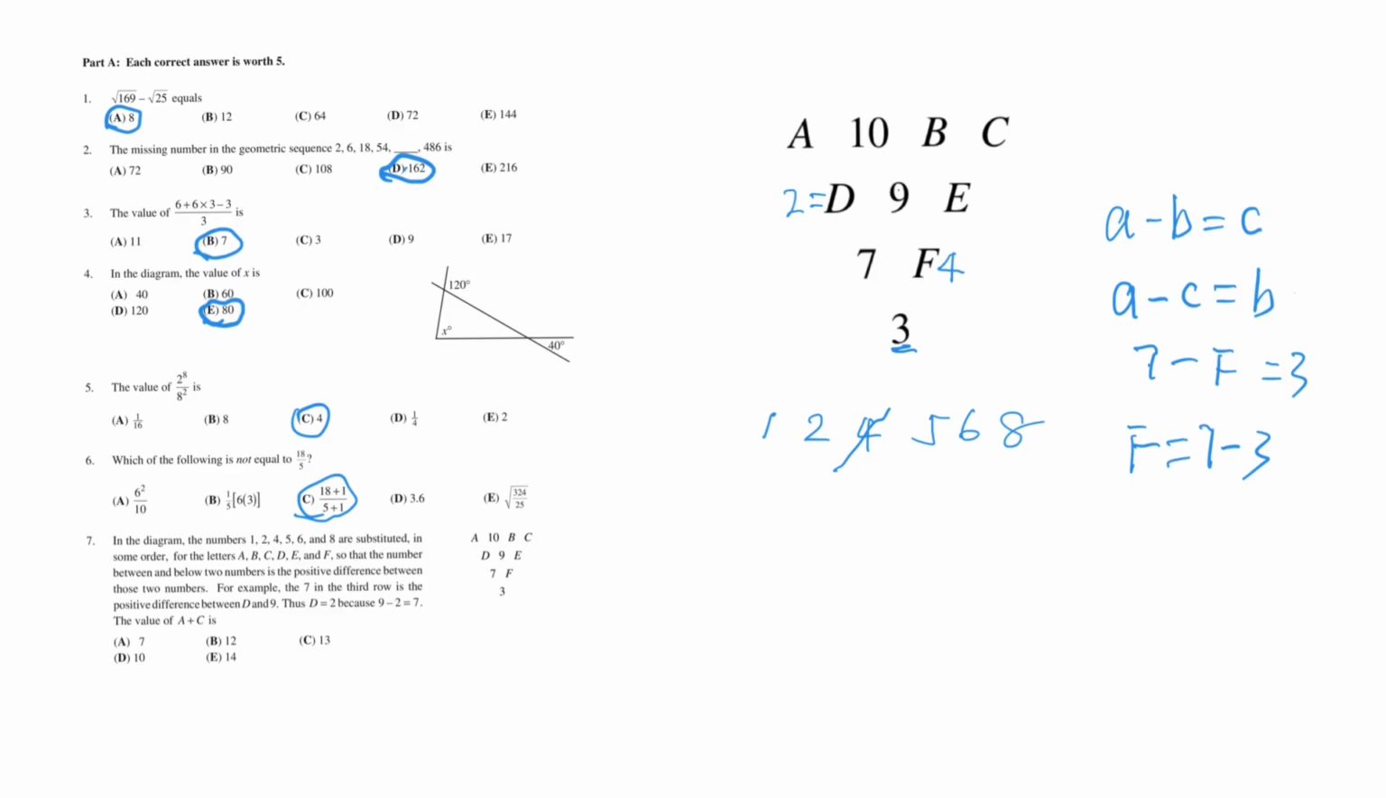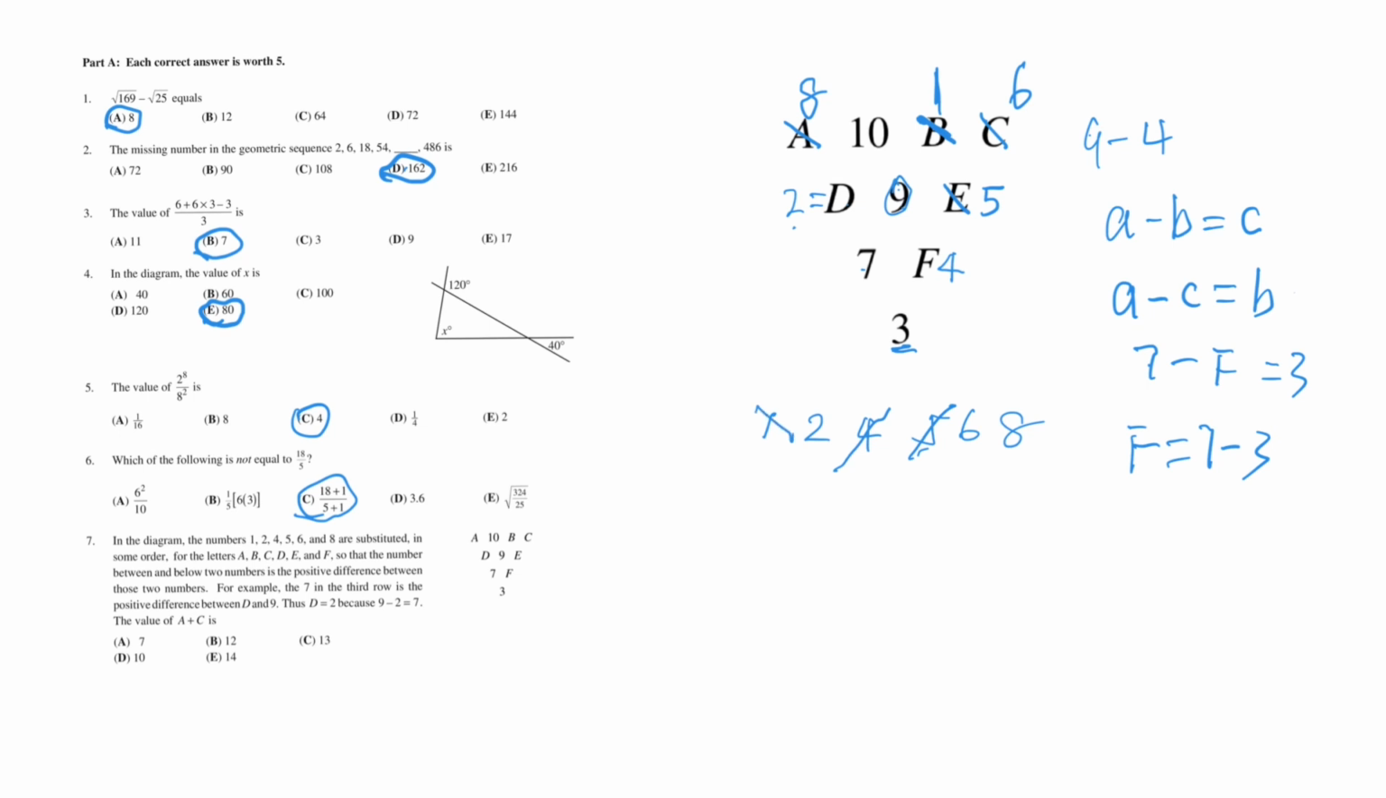Same way, we use 9 minus 7 equals D. Also, 9 minus 4, that's 5. So E is 5. Now we cross the 5. And 10 minus 2 is A. That's 8. So A is 8. 10 minus 9, that's B. So B is 1. 1 plus 5 equals C. C is 6.